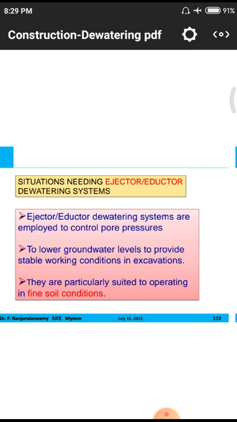Higher groundwater level means the water will be obtained at 100 to 200 feet depth, that is higher groundwater level. Here we are obtaining lower groundwater levels to provide stable working conditions in excavations.